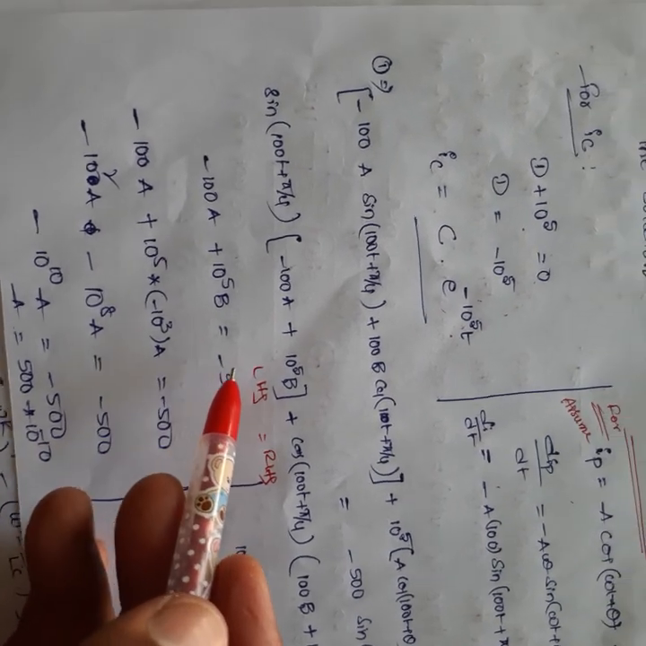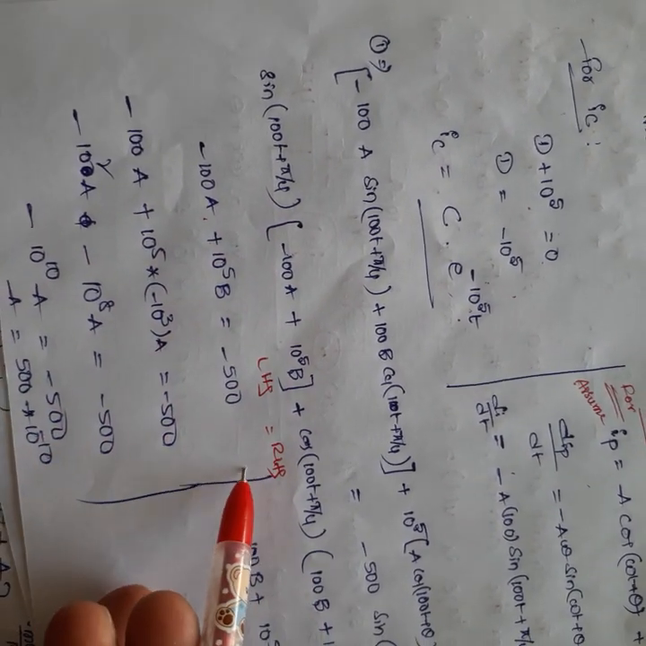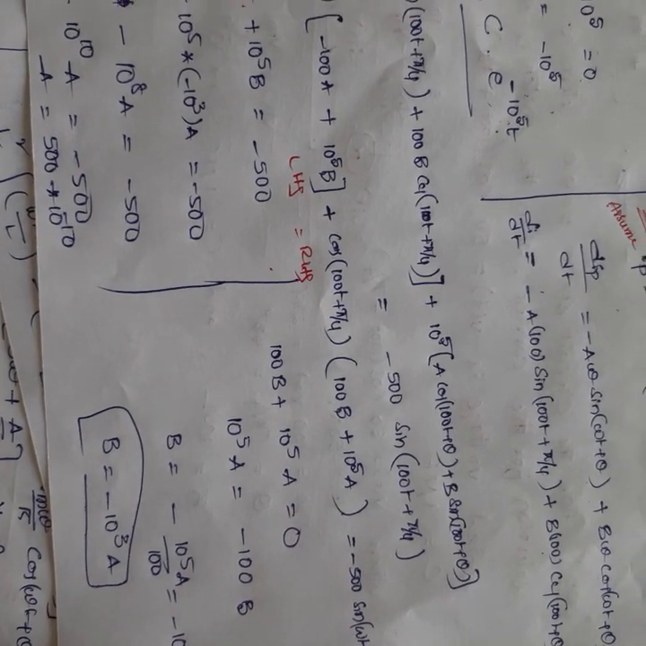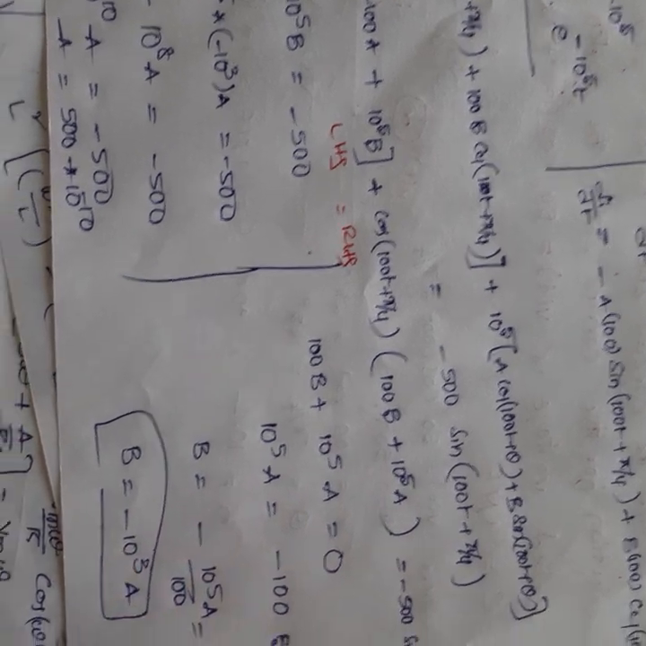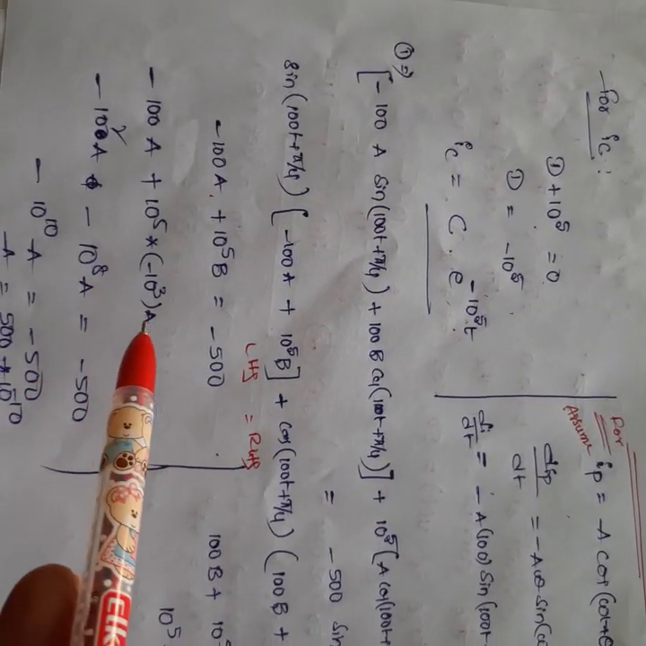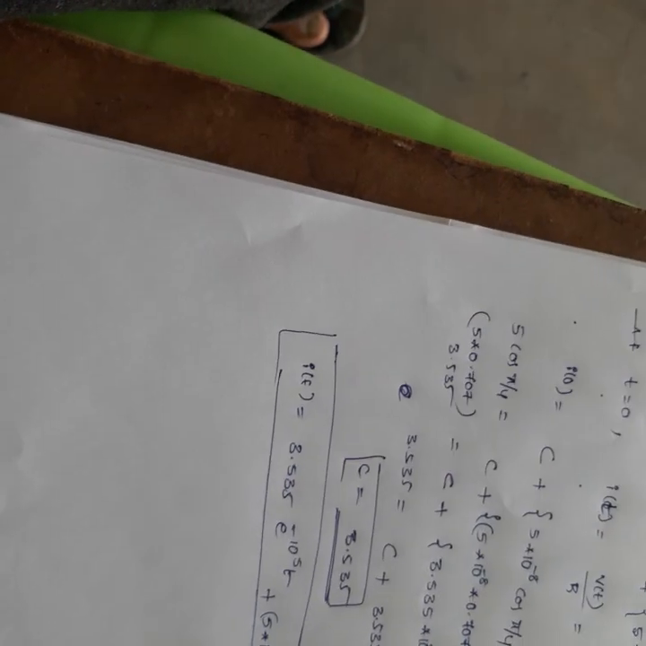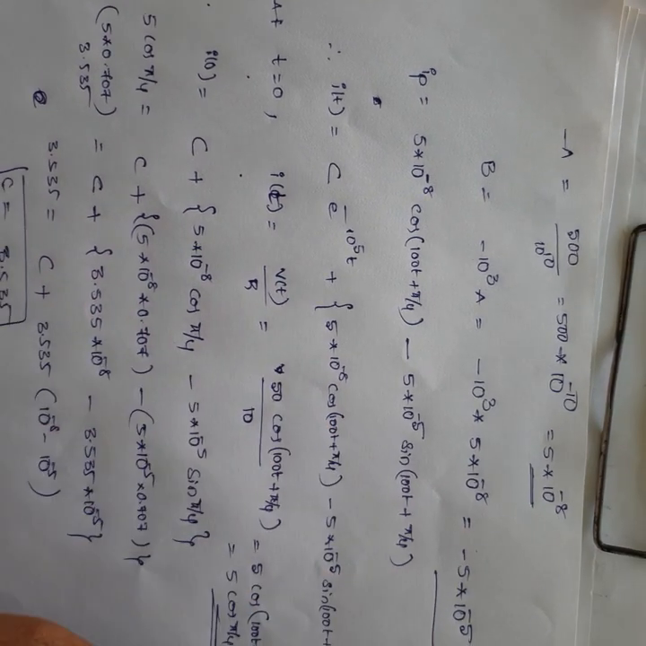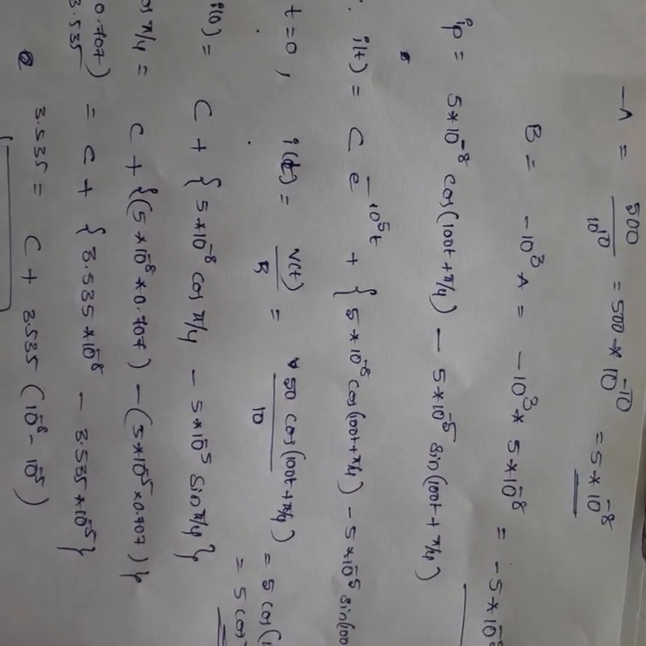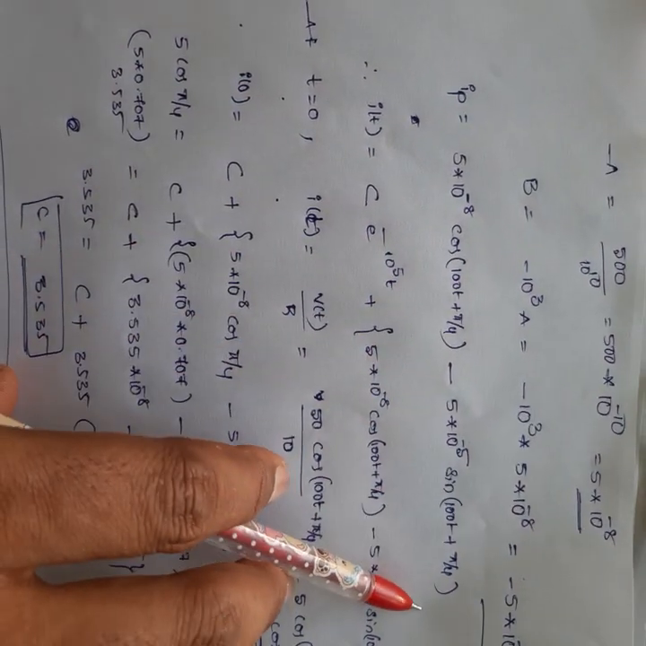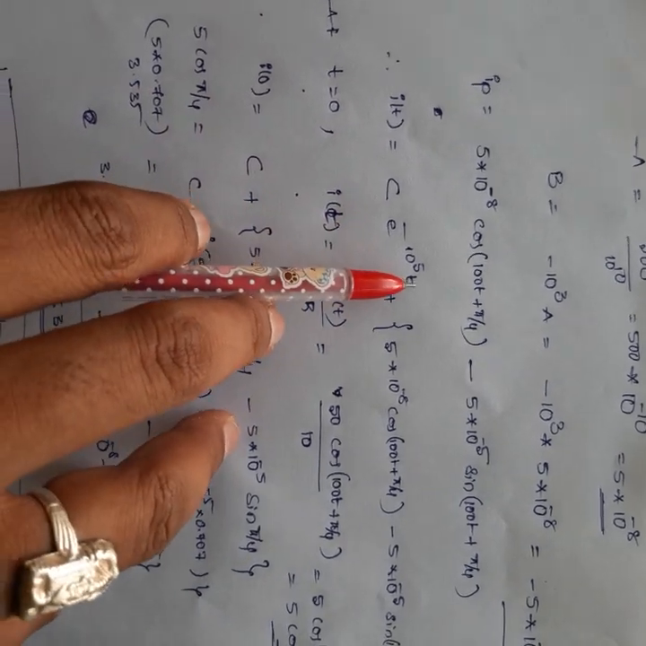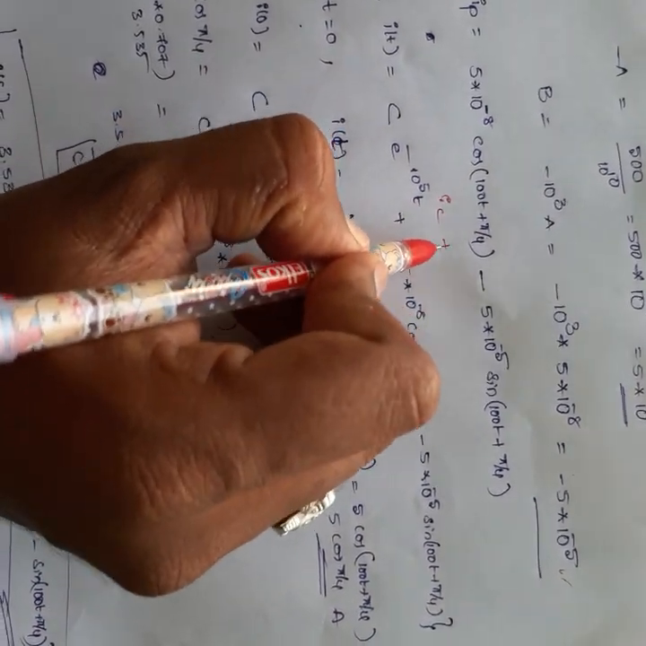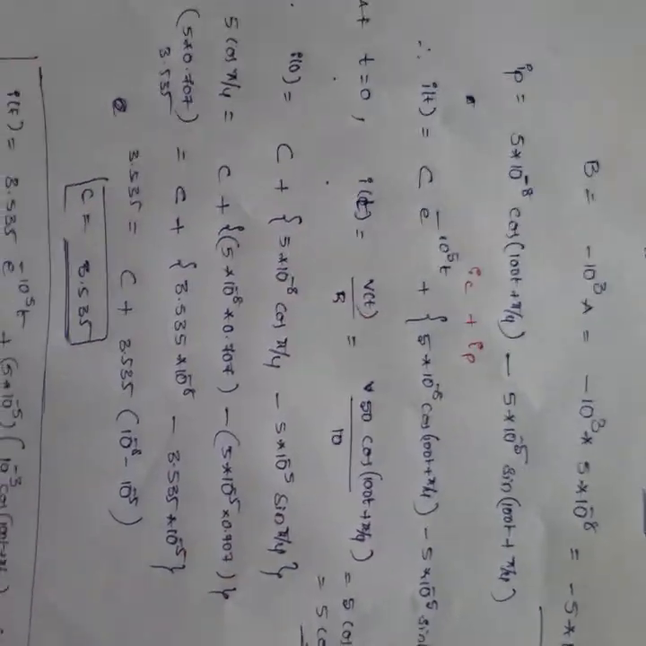Then you get the two equations: minus 100a plus 10 to the power of 5 b equals 500, and 100b plus 10 to the power of 5 a equals 0. Then calculate b in terms of a, and substitute this value in the other equation. So there you get the a value, which is 500 by a constant value. That a value substituted gives the b value. Substituting these values in I_p, you get this value, and i of t equals the complete solution, I_c plus I_p.